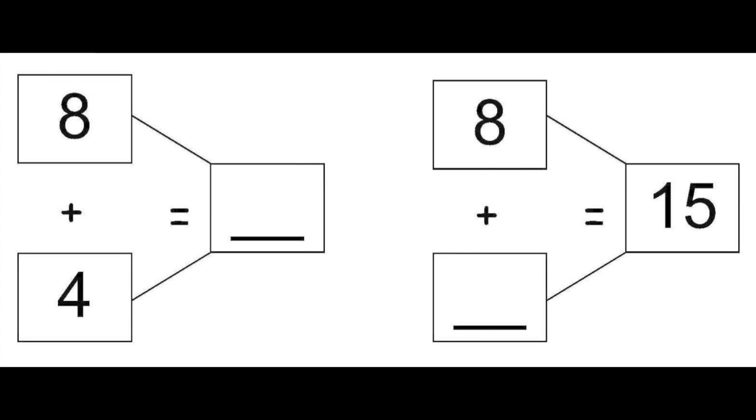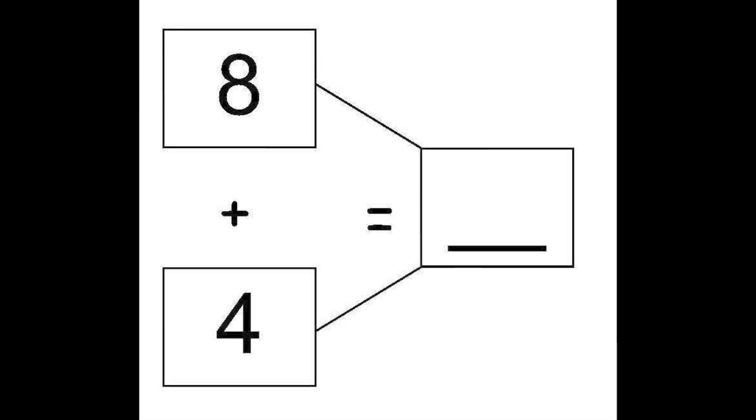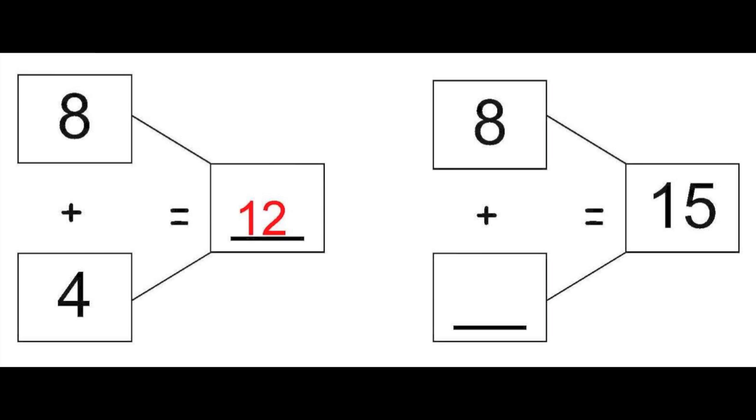So now let's look at the bottom of the same page. On this first problem, we have 2 numbers on the left and we need to add them together to get the solution and put that on the right. So here we have 8 plus 4. What is 8 plus 4? It's 12. On the next problem, we have 1 number on the left and the solution on the right. So 8 plus what equals 15? 8 plus 7 equals 15.